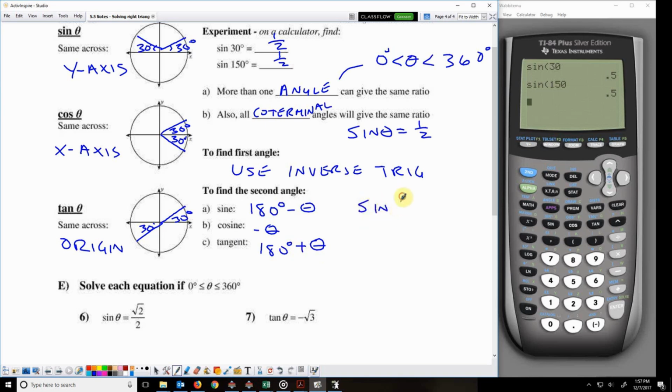And here's how I remember. For sine, it starts with an S. S is also for subtract. Cosine, it doesn't start with O, but it's got an O in it. O is for opposite. Tangent doesn't start with A, but it has an A in it. A is for add.